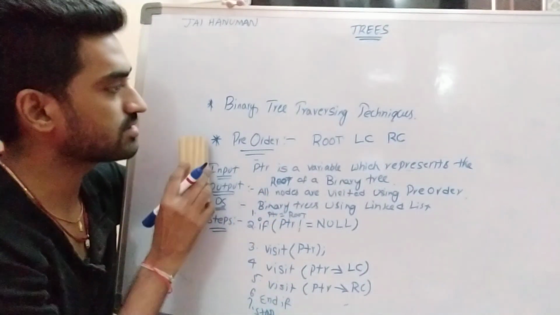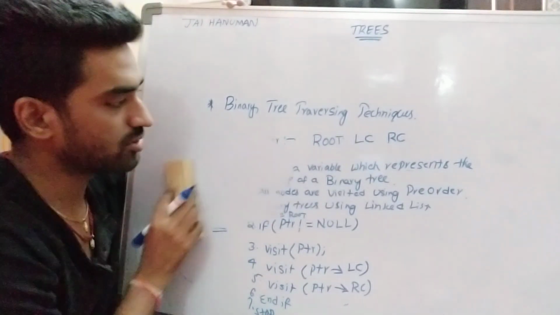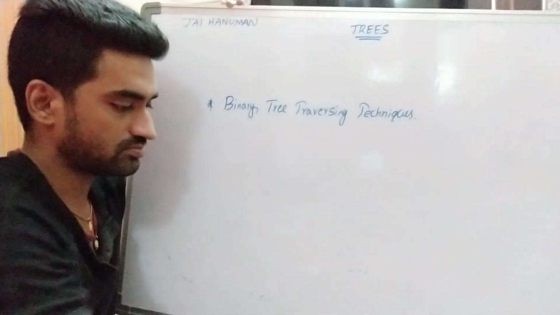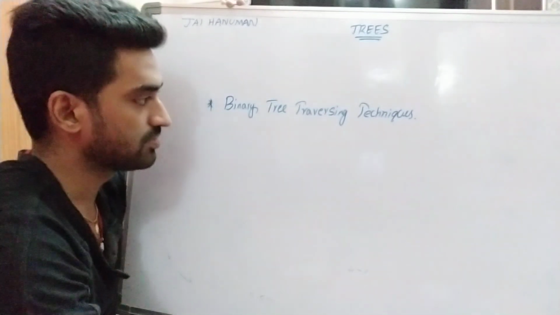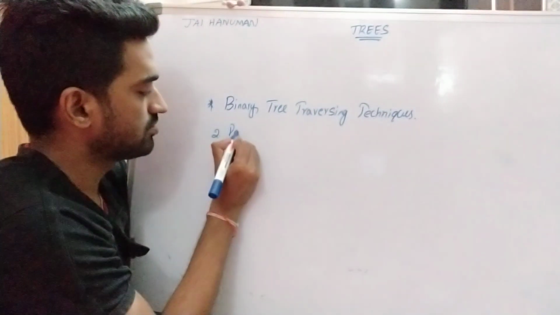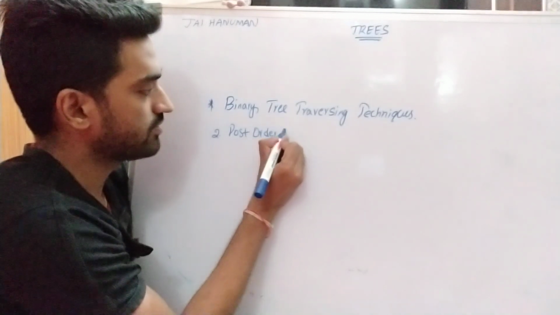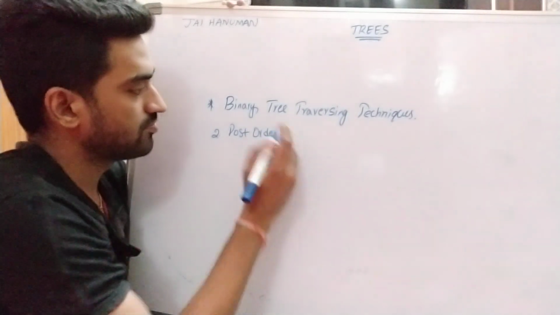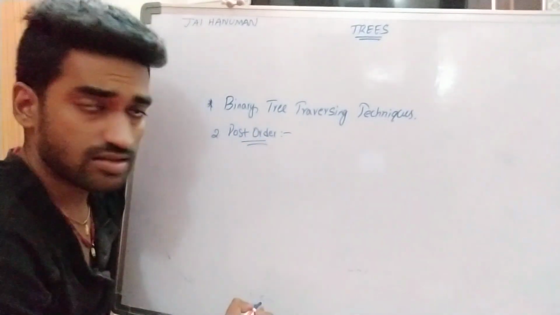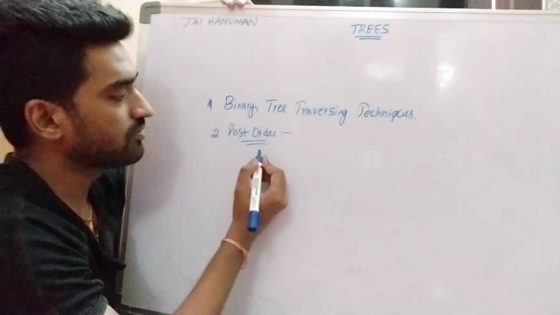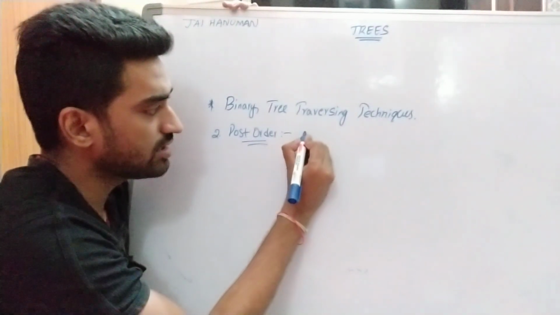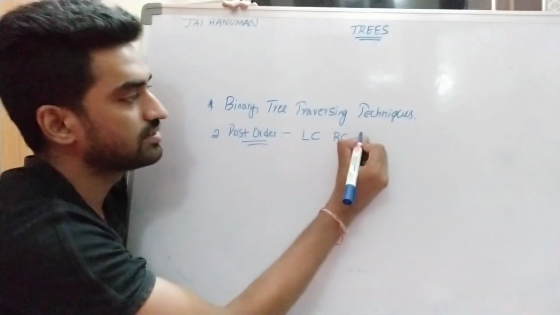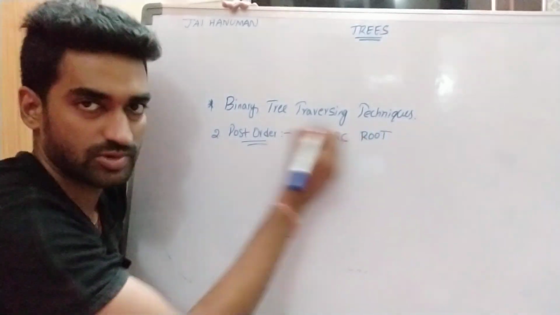So what is the next traversing technique? Post-order traversing technique. Right. So in this traversing mechanism, first of all, we visit the left child, right child, then root is visited. So this is the general procedure.